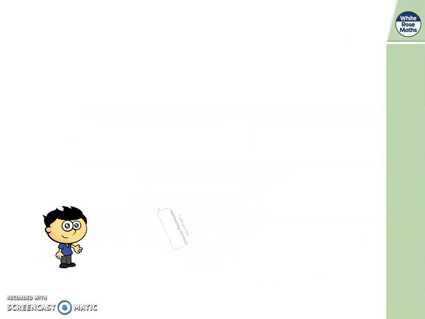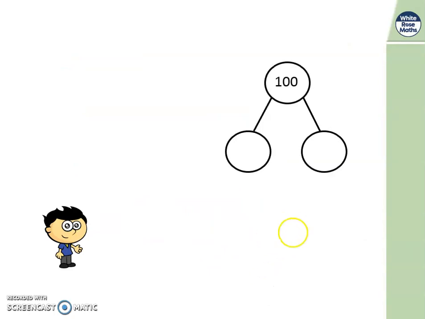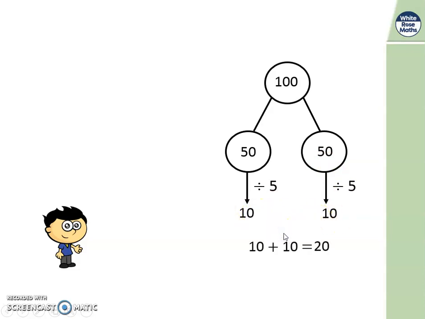Here you can see Jack using his partition method. He's splitting his 100 into 2 50s. He's then dividing both of those parts by 5. 50 divided by 5 is 10, because 5 times 10 would give me 50. 50 divided by 5 is still 10. We need to recombine or add together these two parts to get the final answer of 20. So 100 divided by 5 is 20.